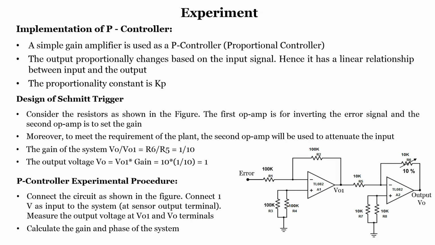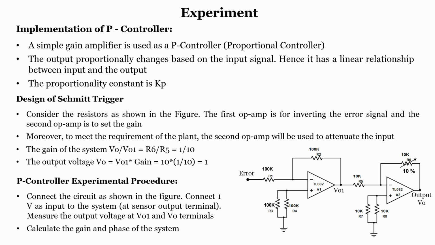So, a simple gain amplifier is used as a proportional controller. The output proportionality changes based on the input signal, hence it has a linear relationship between input and output. The proportional constant is Kp, like we have discussed earlier, it is a constant.